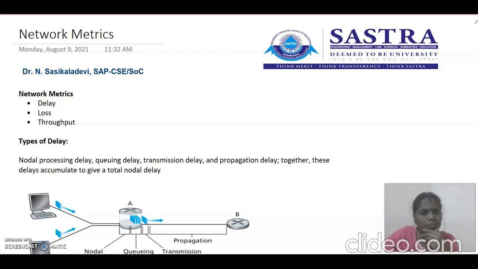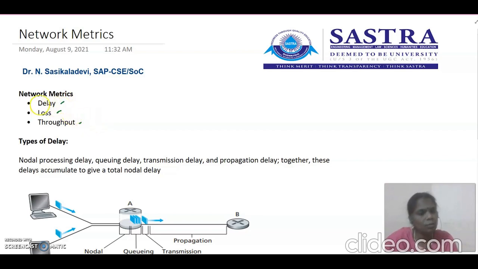Let's get into the performance metrics of a network. How can we measure the performance of the network? Normally, performance metrics are based on four major elements: delay, loss, throughput, and jitter. But for the time being, because jitter is only for multimedia applications, I have restricted our discussion to three metrics: delay, packet loss, and throughput.